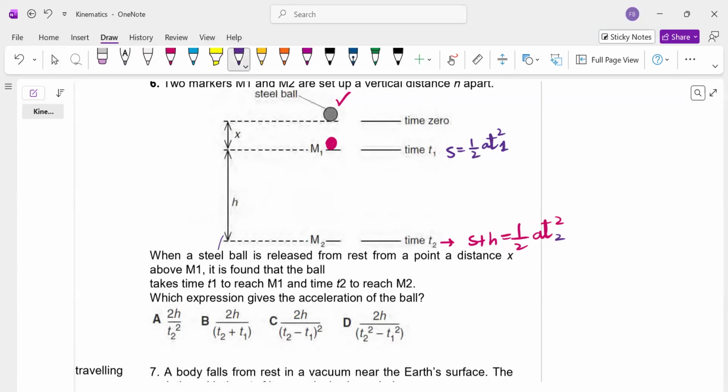Okay. So now at this M2, your distance will be S plus H because you have H height as well. S plus H equals half a T2 square. Now you have two equations. What you need to do to get H, because you want H, right? You will add these two or you will subtract.